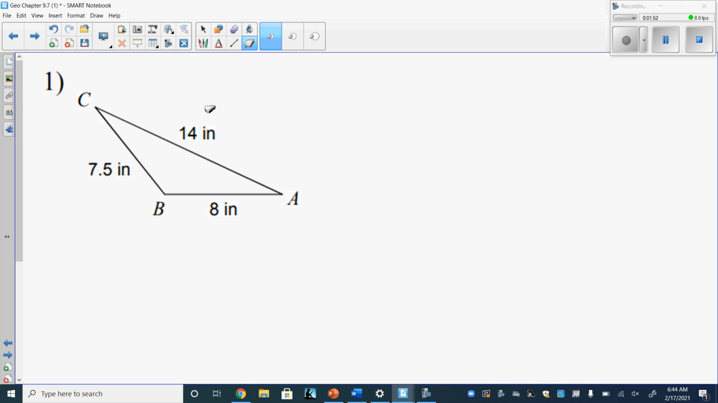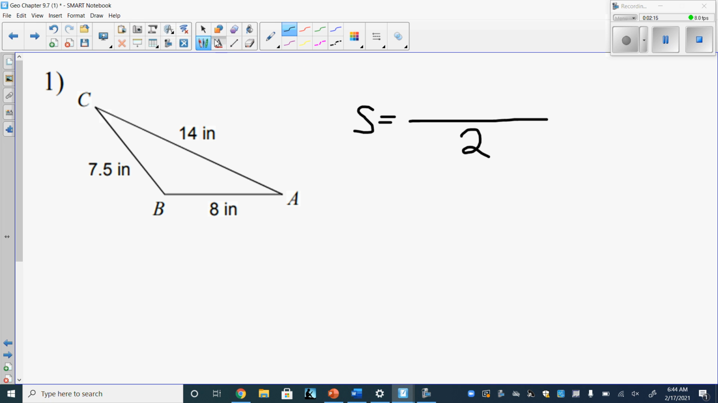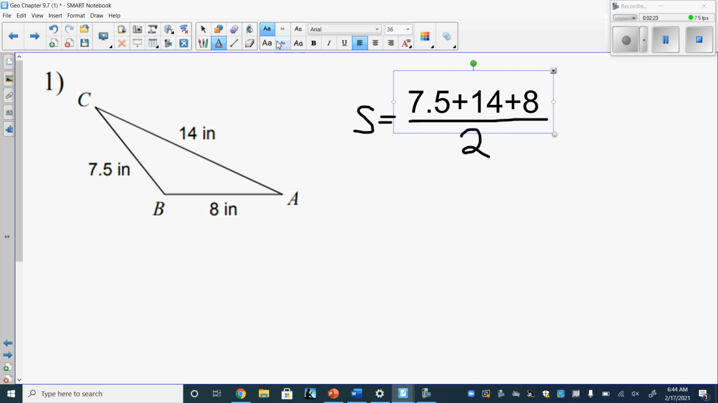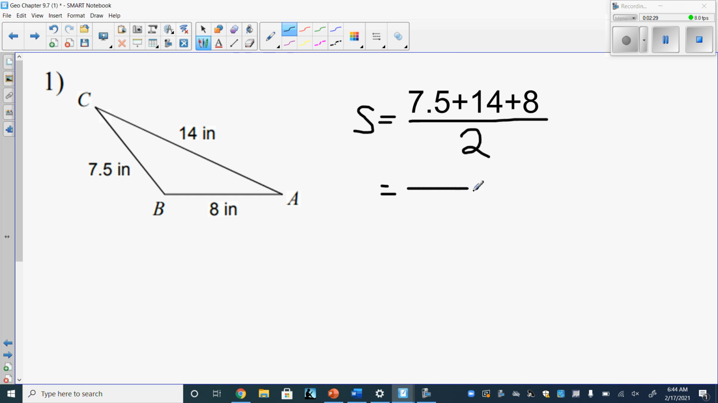And this one here is going to be the first one that we're going to look at. So let's go on and get started with this one. Now the main first thing we need to find is S, our S value. Now S is equal to all the side lengths added together and divided by 2. So here, the values that we're going to add together are 7.5 plus 14 plus 8. We're going to add all those together and divide it by 2.